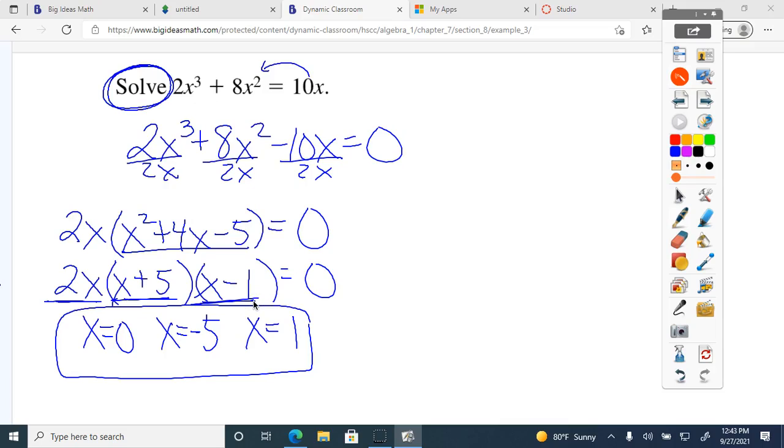So, like I said, it's doing the same thing you've been doing pretty much the whole lesson. You're just factoring first and then factoring some more. Okay? Let's try one more.